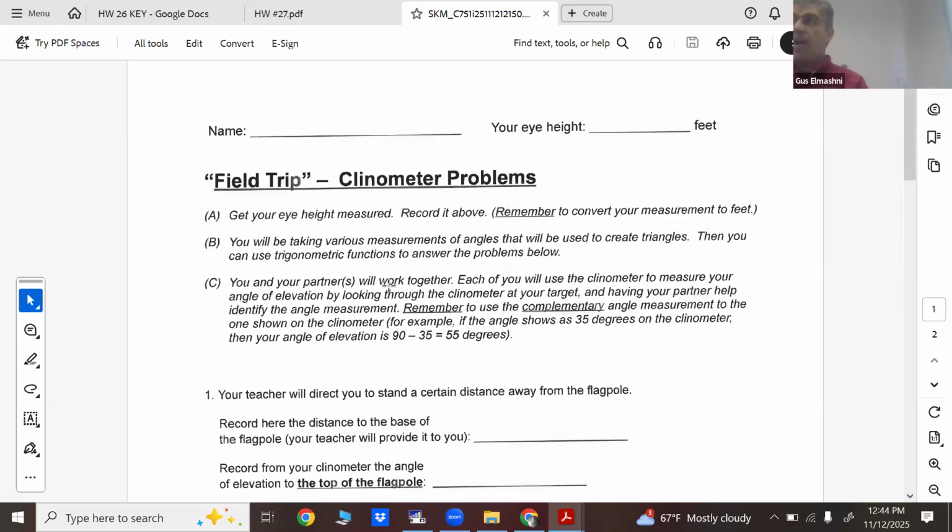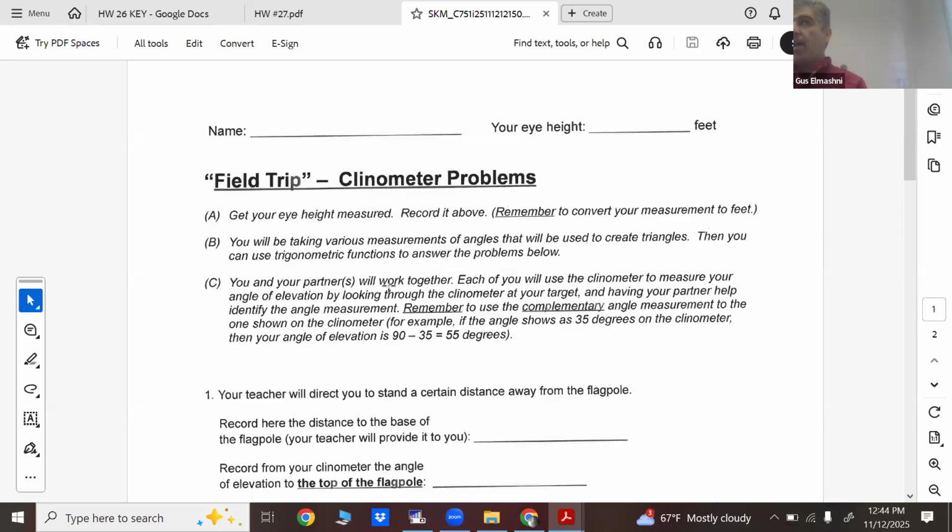So it's not your height, it's your eye height off the ground, and it's going to be in inches, but we want to convert it to feet. Because when we go out to the football field, what do football fields measure in? Yards, right? How many feet in a yard? 3. We're still going to use feet though because it'll be easier to work with. So we want to convert our height to feet.